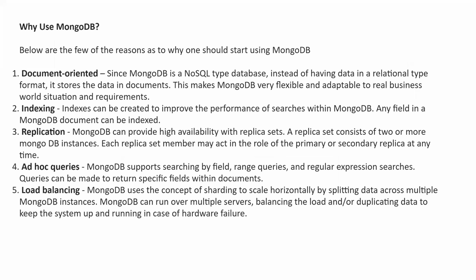Why use MongoDB? It is document oriented. It has indexing. Indexes can be created to improve the performance of searches with MongoDB. It can easily do replication, and it supports ad hoc queries, and load balancing can also be used with the concept of sharding to scale horizontally. So why ad hoc queries? As MongoDB supports searching by field, range queries, and regular expressions.